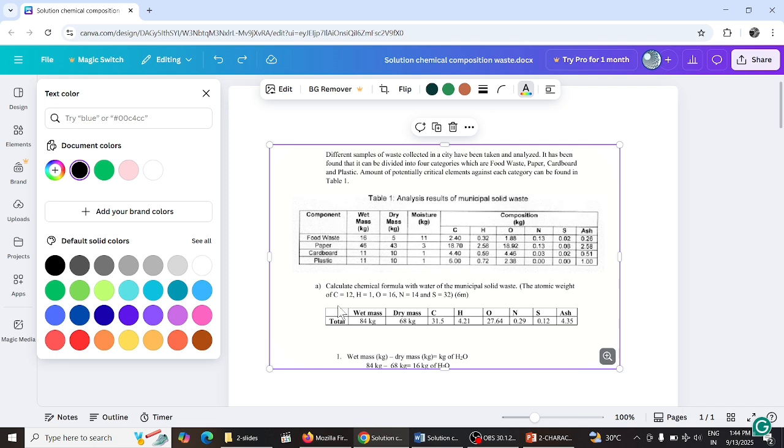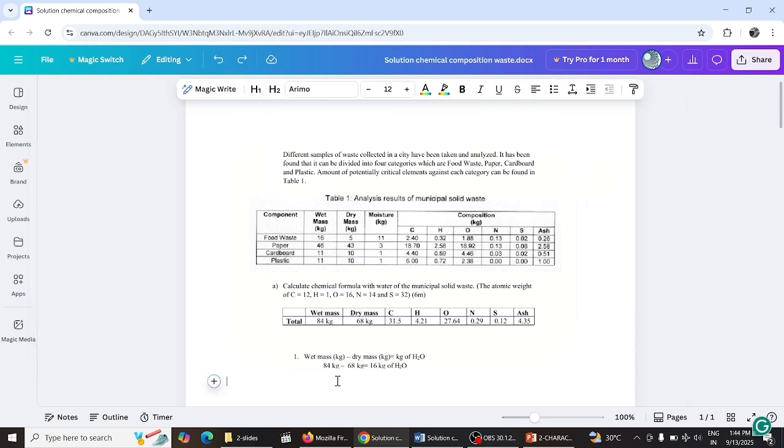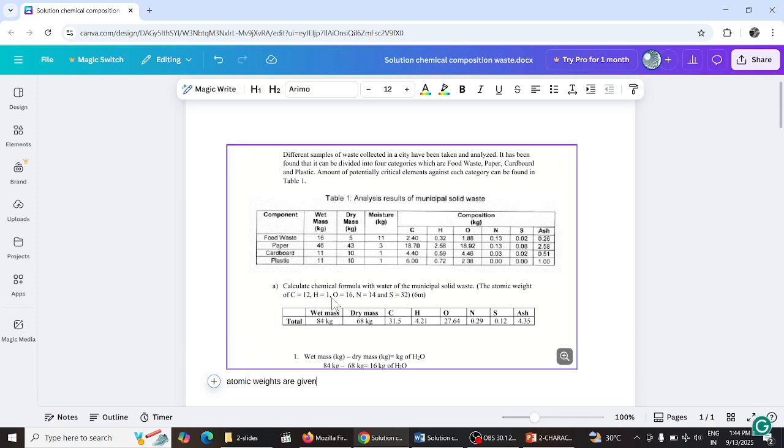Okay, so now to calculate the chemical formula with water. So we all know the atomic weights as per the table. Okay, so the atomic weights are given here. So you can say carbon is 12, hydrogen is 1, oxygen 16, nitrogen 14. This is from the periodic table. And the wet mass, if you sum them up, 16 plus 46 plus 11 plus 11, this is equal to 84 kg. And dry mass from the second column is 68 kg.